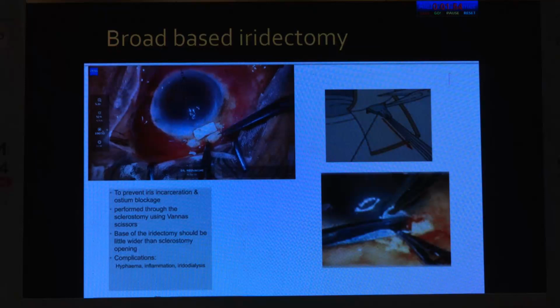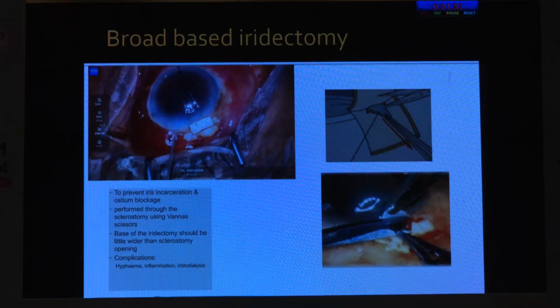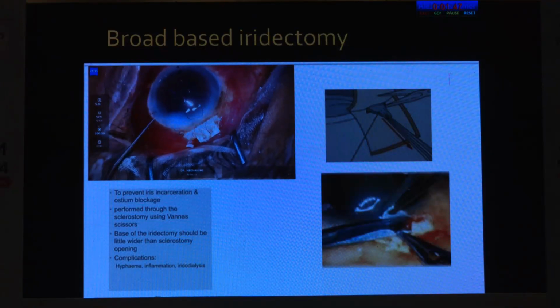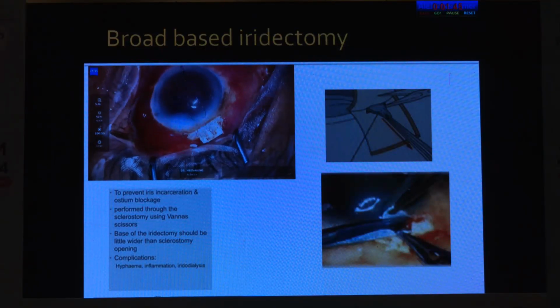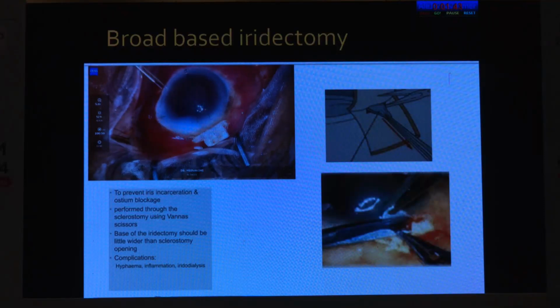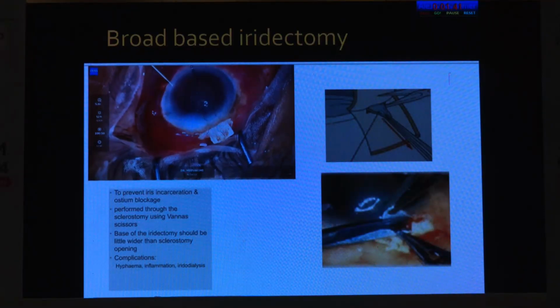And the broad-based iridectomy prevents iris incarceration and ostium blockage, and one should ensure that it can be seen properly, and the base of the iridectomy should be wider than the sclerostomy opening.